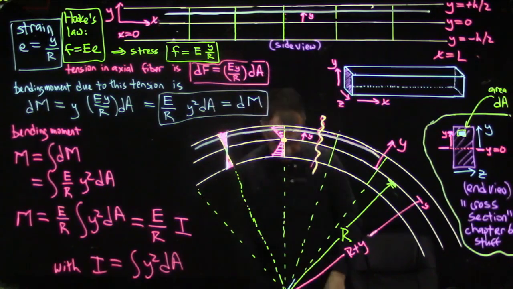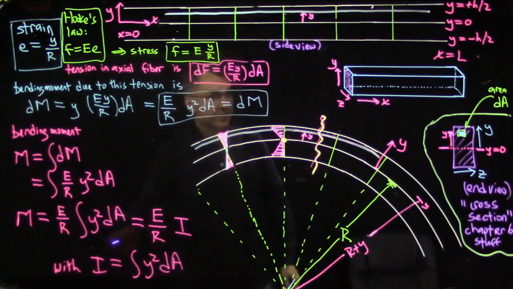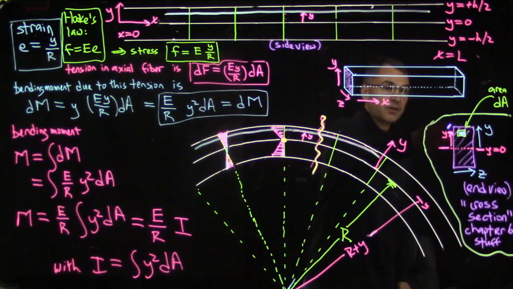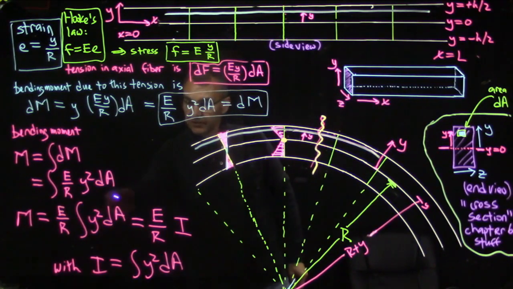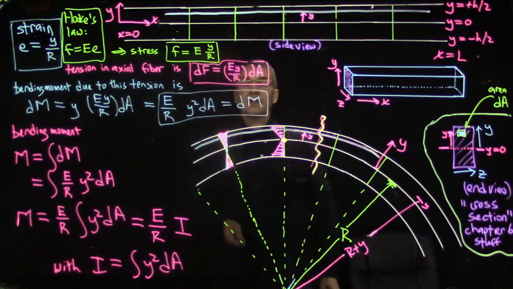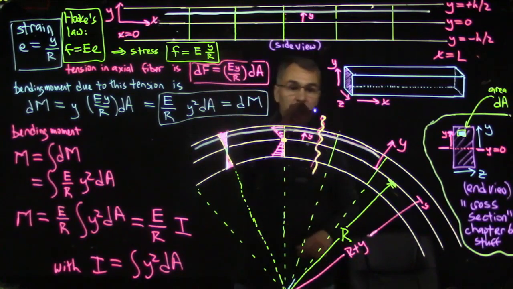So this is really interesting because we were wondering, why the heck do we care about this second moment of area, the integral of y squared dA, for the cross-section of the beam? And now, suddenly, this integral y squared dA has appeared in our analysis of how to figure out what torque half of the beam exerts on the other half of the beam when we bend the beam.